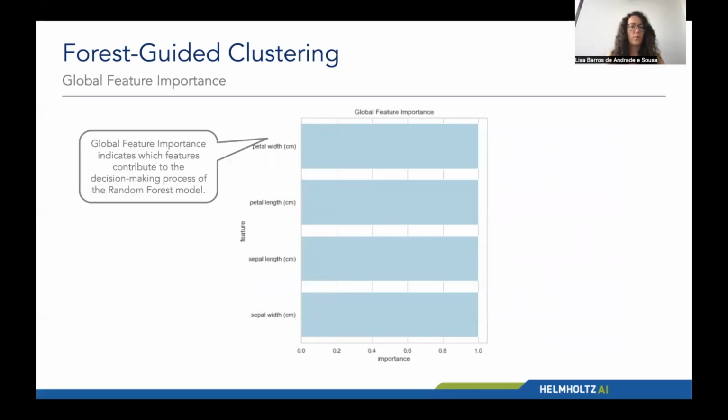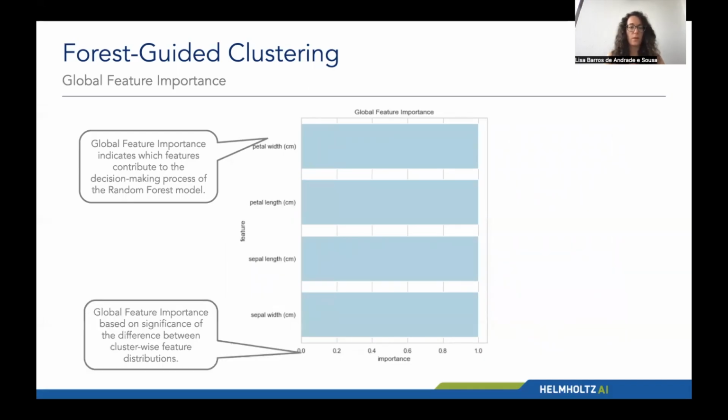This global feature importance indicates which features contribute to the decision-making process of the random forest model. The global feature importance is based on the significance of the differences between cluster-wise feature distributions. So which features actually show different distributions across the different clusters that were identified by forest-guided clustering. That is a major difference between forest-guided clustering and other interpretation techniques, which often rely on the change of model accuracy or model performance.